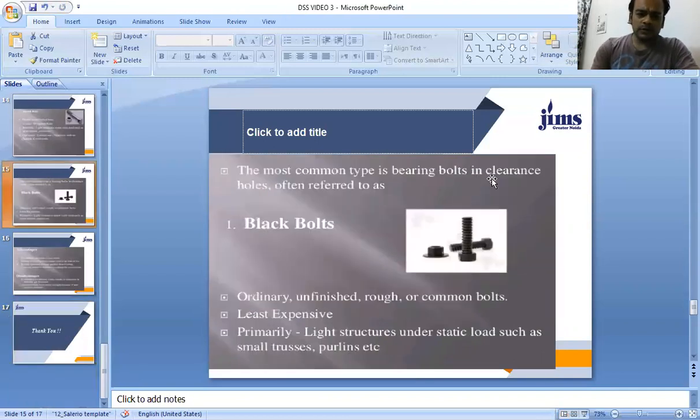Black bolt. The most common type is the bearing bolt in clearance holes, often referred to as black bolt. See this diagram. This is the most important bolt, mostly used in structural steel. It is the least expensive, and used for light structures under static loads such as small trusses, purlins, etc. For trusses and purlins on roofs, structures where the loading is not very heavy, we use this kind of bolt, known as black bolt.